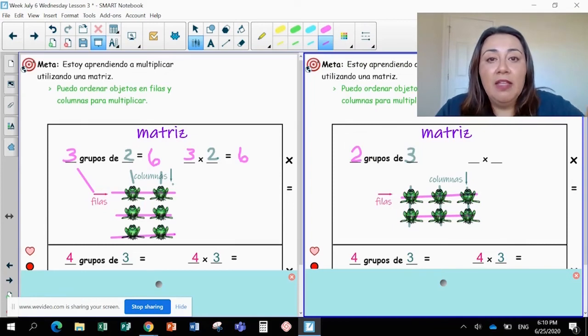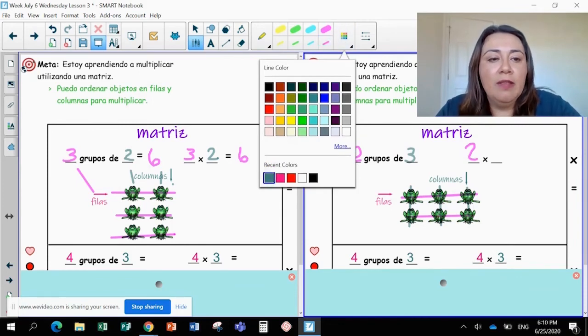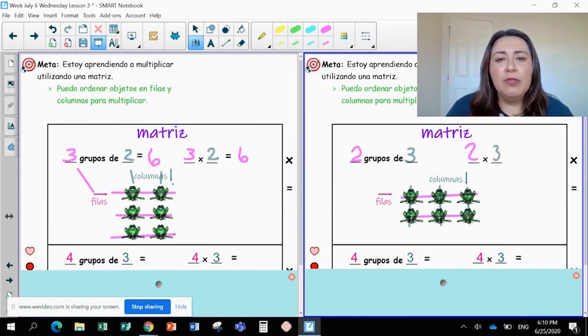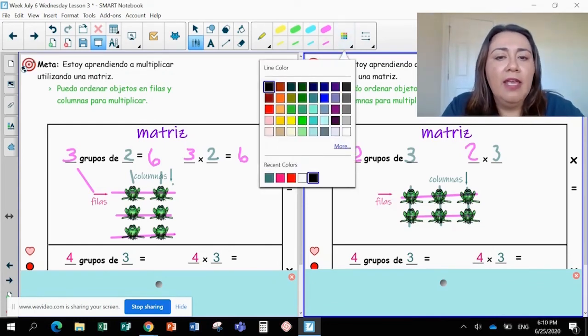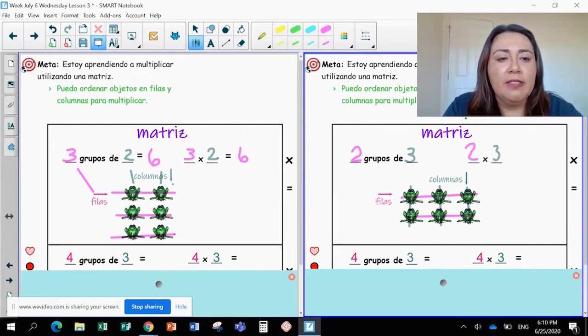Así que tenemos aquí, vamos a ver, dos por tres. Ahora ya sabemos que el producto de tres por dos es seis. ¿Importa si las filas y las columnas están volteadas? Vamos a ver cuál es el producto, en este caso, de dos grupos de tres. A ver, podemos contar de tres en tres, tres, seis, o igual podemos contar las columnas de dos en dos, dos, cuatro, seis. Niños, ¿qué descubrimos?